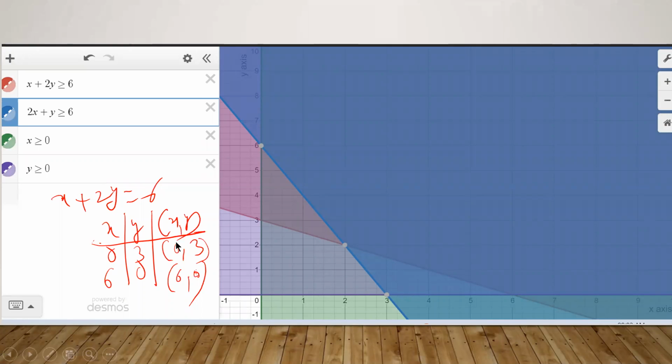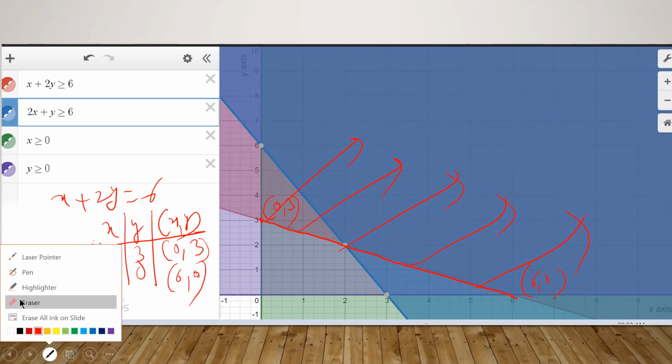Let us plot these points on the graph paper. So (0, 3) means x coordinate is 0, y is 3. This is the point (0, 3). (6, 0) is here. Then I have joined these two, so this is the line. And we want x plus 2y greater than or equal to 6. That means this portion. Greater than मतलब line के ऊपर का portion. So this is what I want. This is the region given by this line. I hope you have understood.